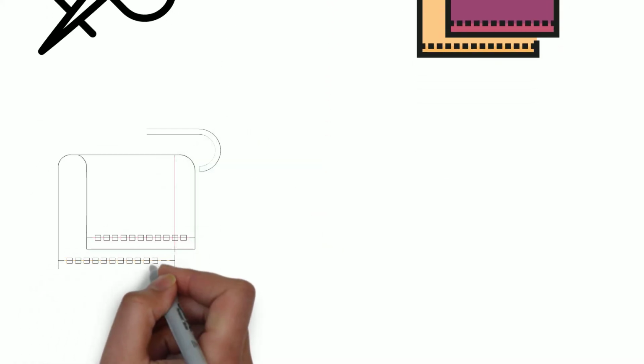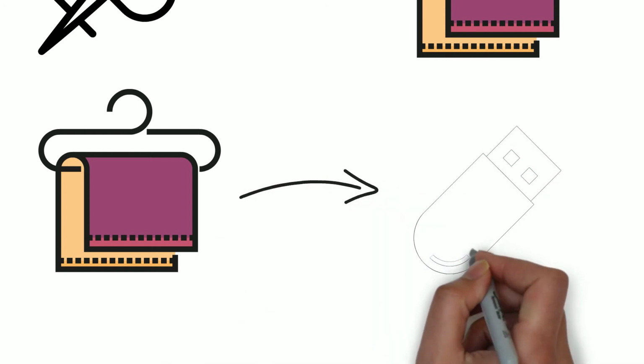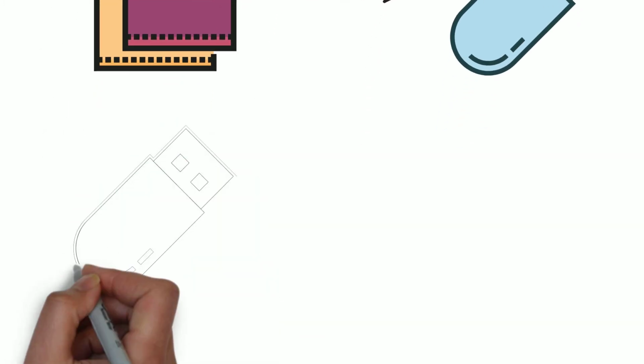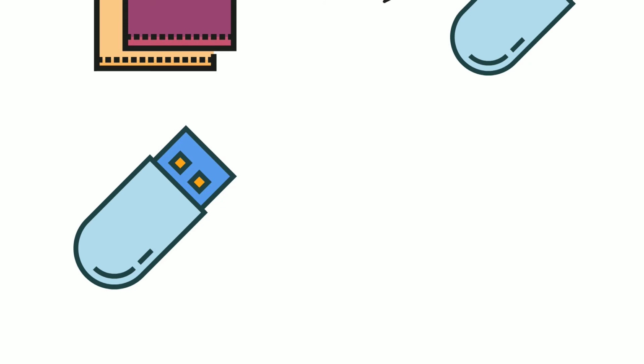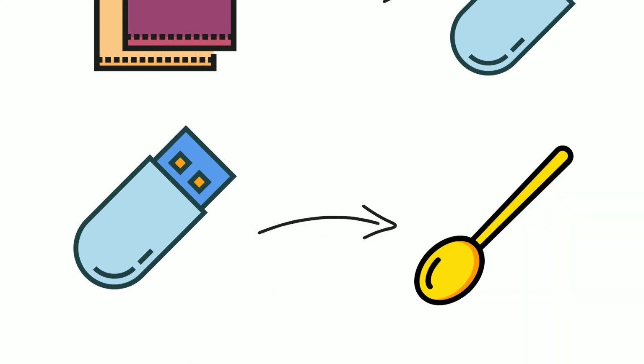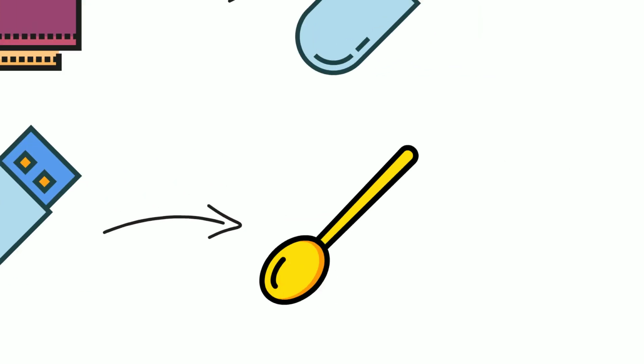Next, link the second item to the third one. Towel to USB drive. Imagine a USB drive getting out of a shower and drying itself using a towel. Take half a second to imagine that. Let's continue. Link USB drive to spoon. Imagine yourself just about to eat a USB drive using a spoon. I know it's crazy, but bear with me.